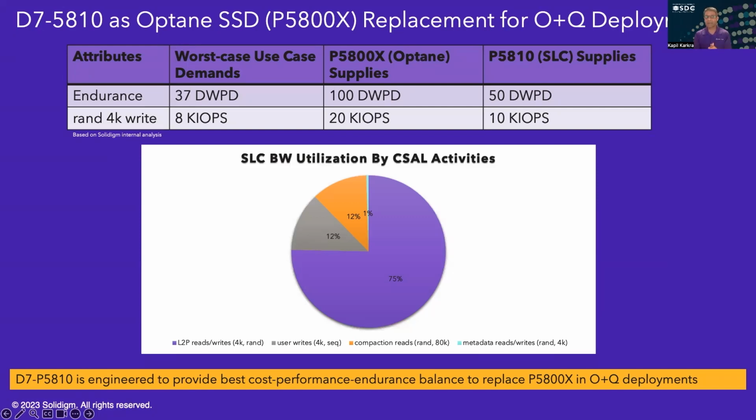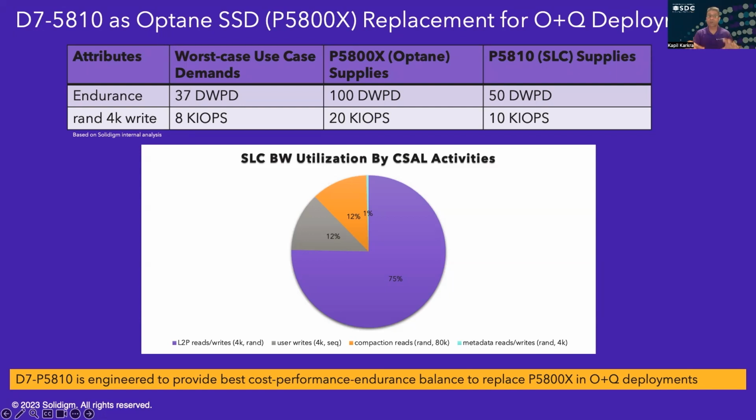Note that in this example, a single instance of CSAL runs on a single vCPU and binds to an O plus Q or Optane plus QLC pair, exposing 8 virtual disks. So these performance numbers, the random 4K performance line, are especially for a single virtual disk. So you have to multiply it by 8. And also note that the workload is a uniform random 4K write workload on top of the CSAL.